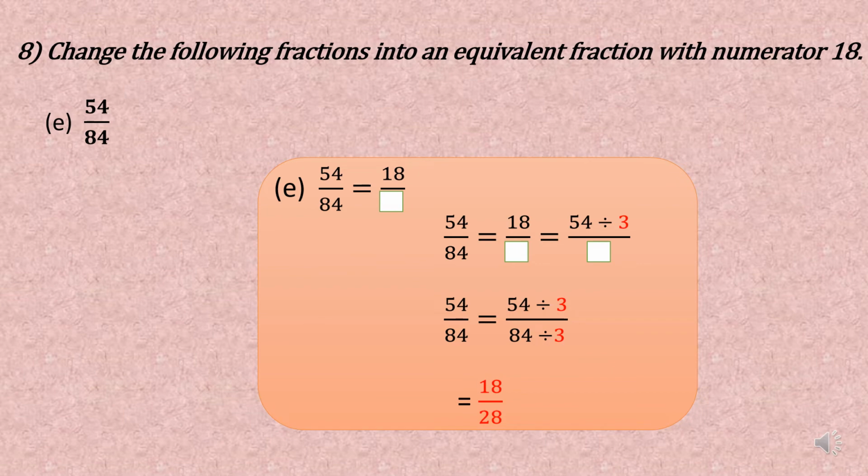Change the following fractions into an equivalent fraction with numerator 18. The question is 54 by 84. We need to find a fraction with a smaller numerator. In this case, we are supposed to do division. We know 18 is a factor of 54. 18 into 3 is 54. So we divide the numerator and the denominator by 3. We get 18 by 28 as our answer.